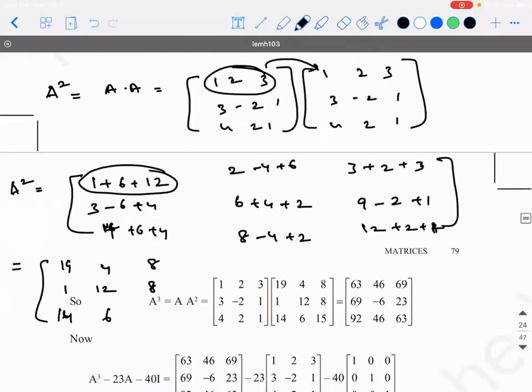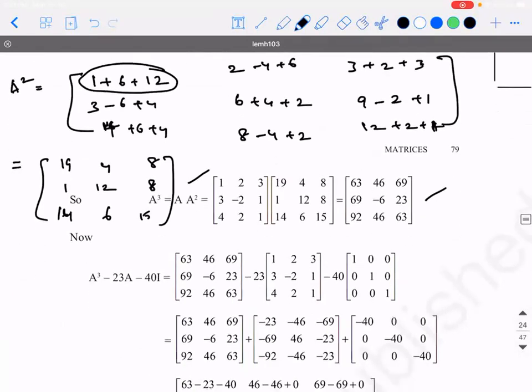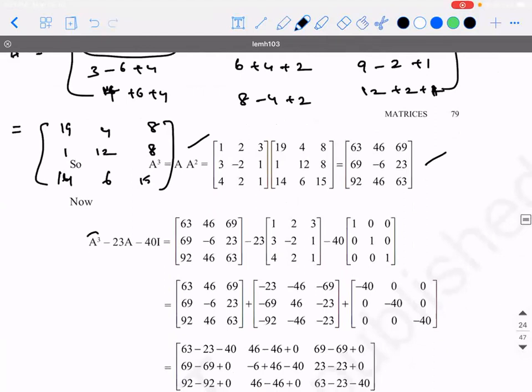10 minus 4, 6. 12 plus 2, 14, 15. Right? This thing should be multiplied with A again. Then you will get A cube. Then this will give you the answer. Right? Then you have A cube in your hand. A is already a question.